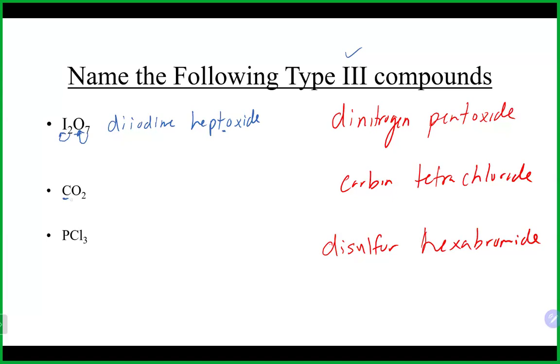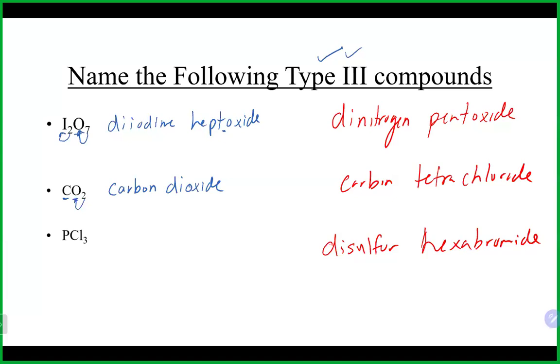Down here, carbon nonmetal, oxygen nonmetal, once again tells us type 3. So there's 1 carbon. The prefix for 1 is mono, but we do not use it on the first name, so we will just use the whole name, no prefix. We have 2 oxygens, so we can use di here, and oxygen is oxide, so carbon dioxide in this case.